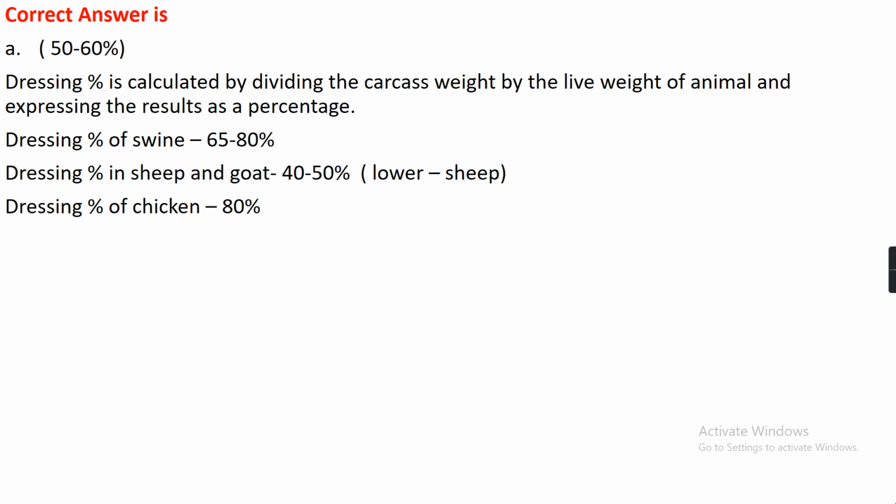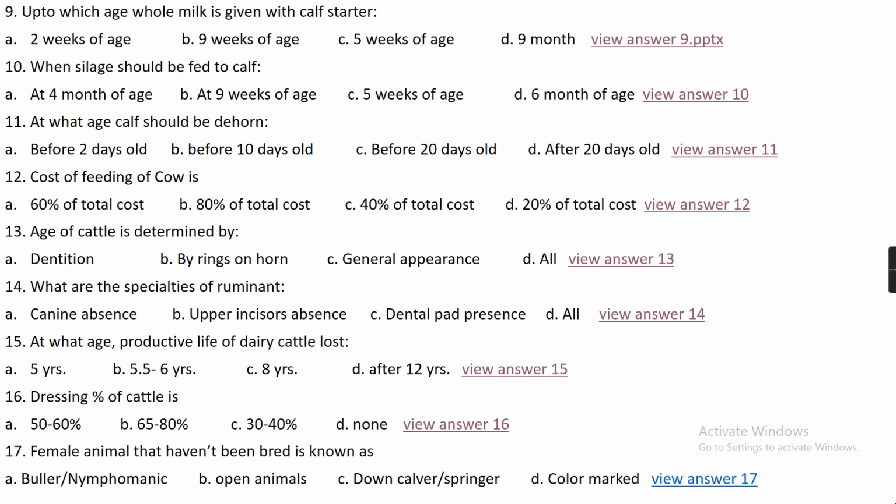Okay, dressing percentage is calculated by dividing the carcass weight, which is actually the useful weight, by the live weight of the animal and expressing the result in terms of percentage. Dressing percentage of swine is 65 to 80%. Dressing percentage in the case of sheep and goat is 40 to 50%, lower in the case of sheep as compared to the goat. Dressing percentage of chicken is 80%, while the dressing percentage is highest in the case of fish.